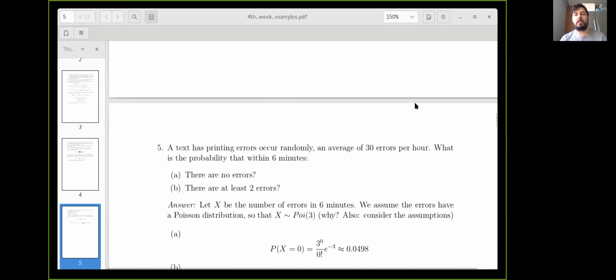So the probability that there are none, we get it from the Poisson distribution. That's lambda to the power of k over k factorial times e to the minus lambda. Lambda here being 3. So we get 3 to the 0, which is 1, 0 factorial, which is 1. So we get e to the minus 3. The probability that x is equal to 0 is 0.0498.